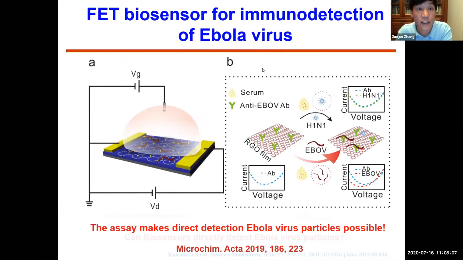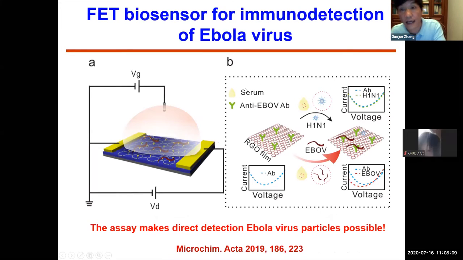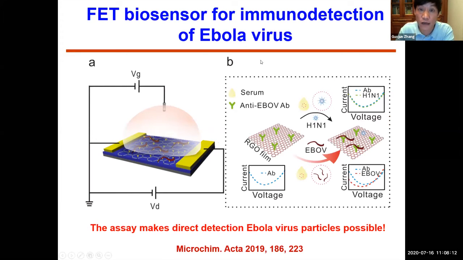So we use this biosensor for immunodetection of Ebola virus. The principle is quite simple. This is a graphene-based FET device. To detect the Ebola virus, we only immobilize a specific antibody on the RGO film. Then the Ebola virus can be detected. So this assay makes direct detection of Ebola virus particles possible.